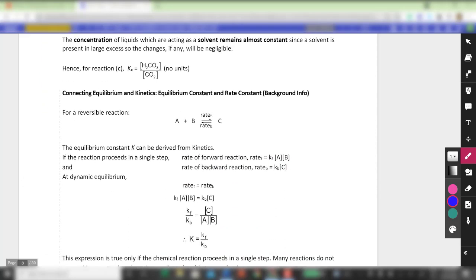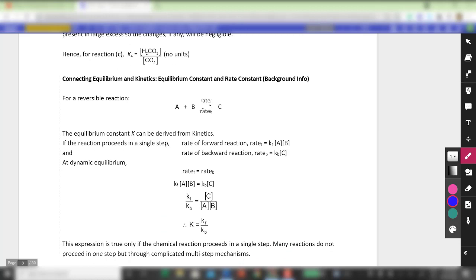How can we connect equilibrium and kinetics? A little bit of background: if you have a reversible reaction, we have the forward rate constant, which we can denote as Kf, and the backward rate constant, Kb.